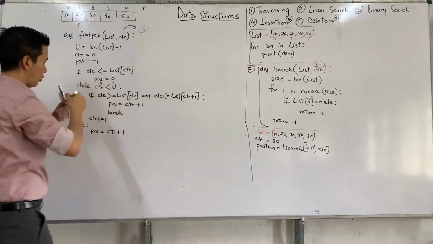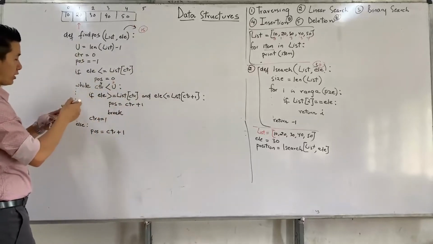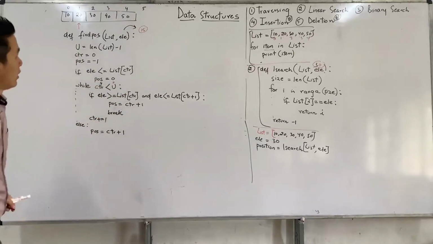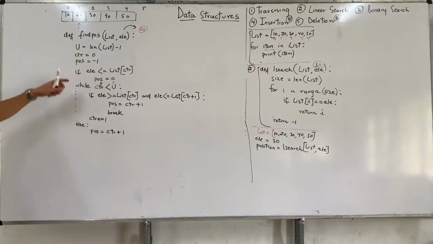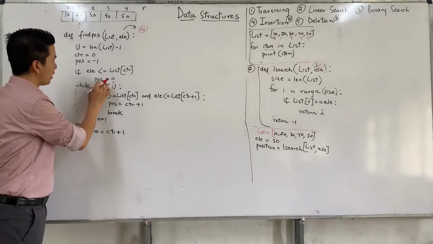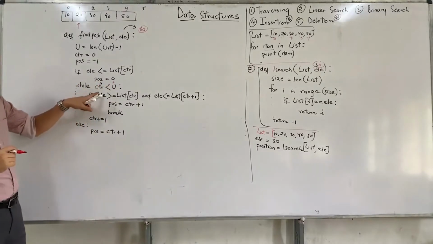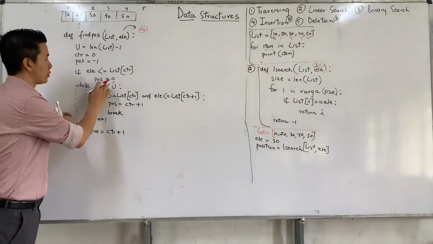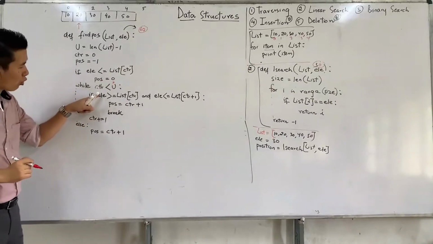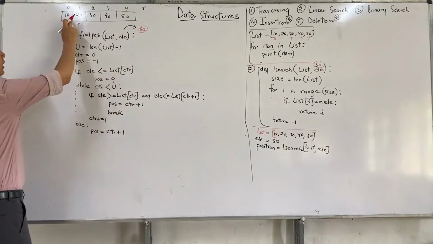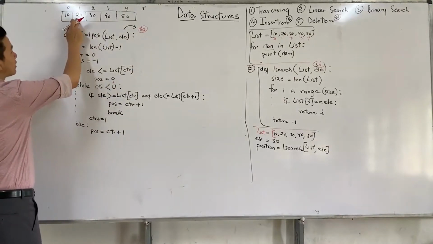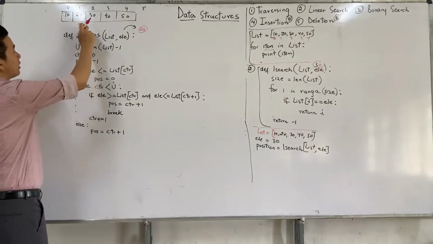Right? So let's try to understand this program. Let's say I have 60 here. We'll just run the program real quick. The value of CTR starts from 0, and this will go on. The condition will never be true. Even though 60 is not less than this, it's not greater than this.